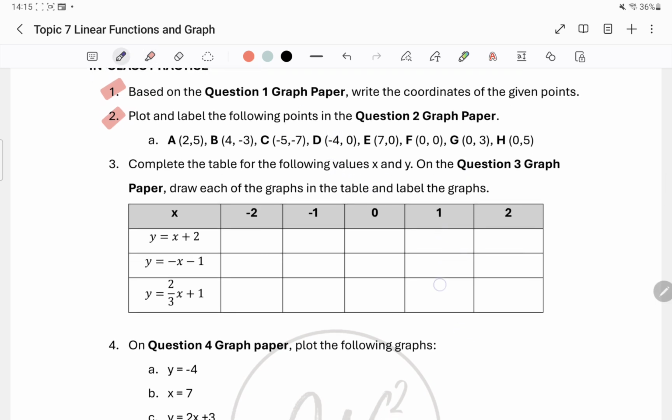Alright, so question 3, they want you to complete the table first to find all the values of x and y. And on the question 3 graph paper, we want you to draw each graph on the same graph paper. Okay, so now I want you to pause the video, substitute each of the values into the equation, and then look at whether we tally up on the same coordinates or not. Okay, so pause the video, calculate everything, put into the table, and then replay the video, and then we will have the answers over here.